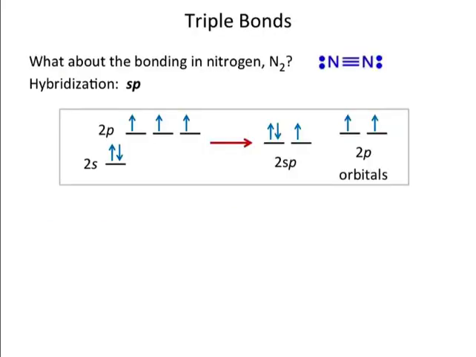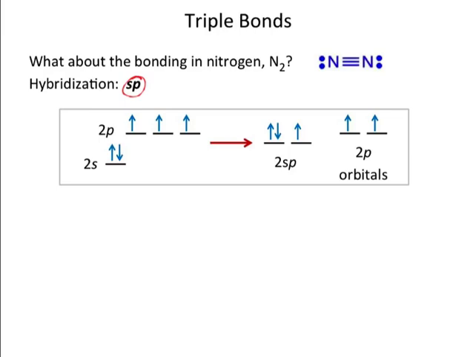Now what about if you have a triple bond? Say you had N2, molecular nitrogen. If you looked at each one of these nitrogen atoms, this nitrogen has one thing attached to it over here, the triple bond, and another thing attached to it here, the lone pair. So that means since there's two things attached to it, it has linear geometry. We call this sp hybridization.